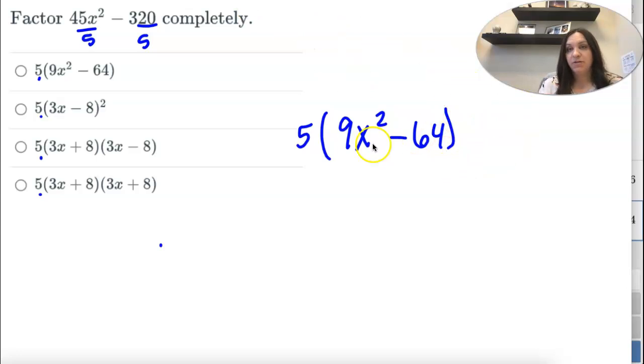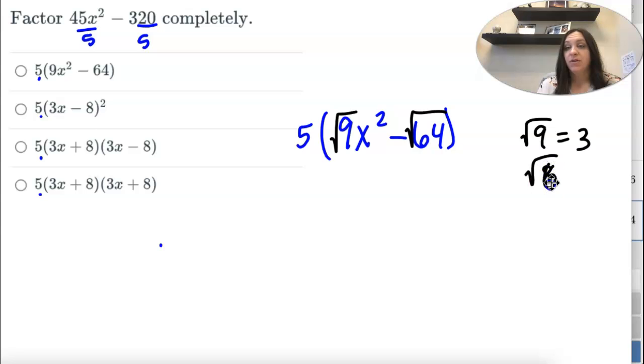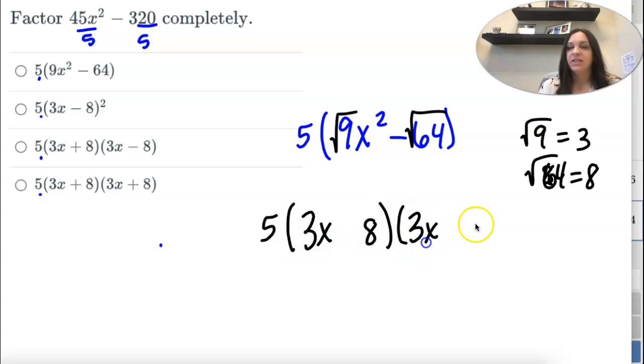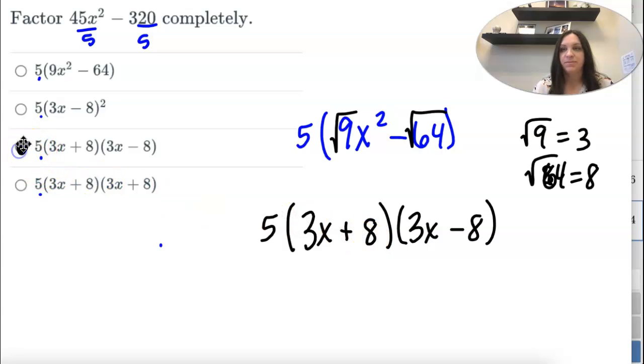So now I do my difference of squares. I take the square root of 9 and the square root of 64. So 3, and I wrote the answer, it's 8. So my factors are 3x and 8, and 3x and 8, the only difference is one is plus and one is minus. Okay, so my answer here would be this one.